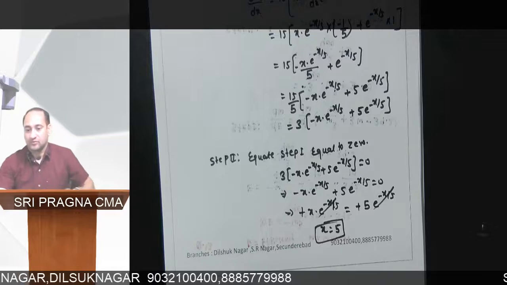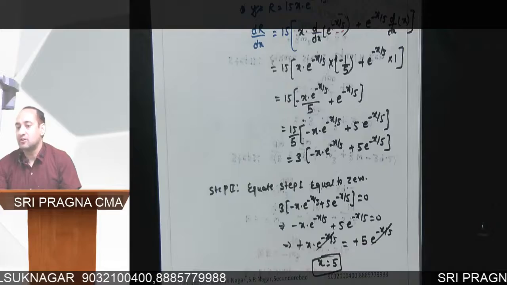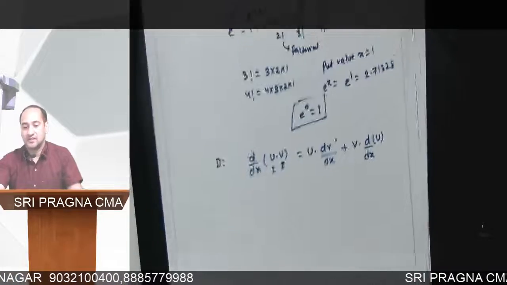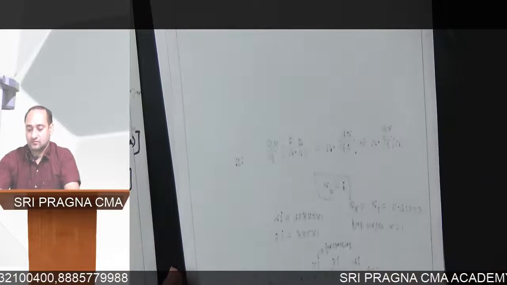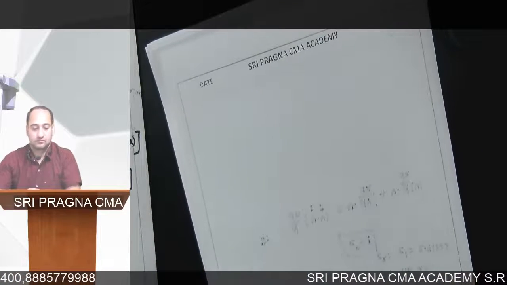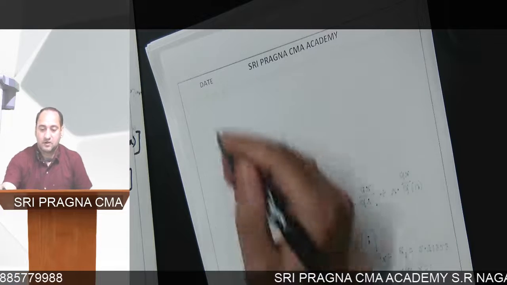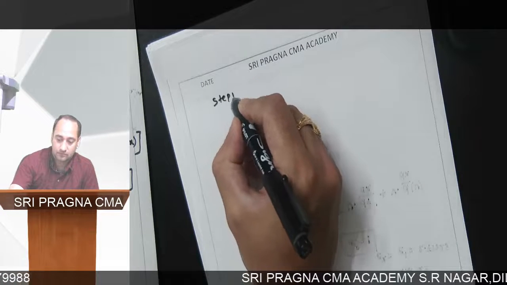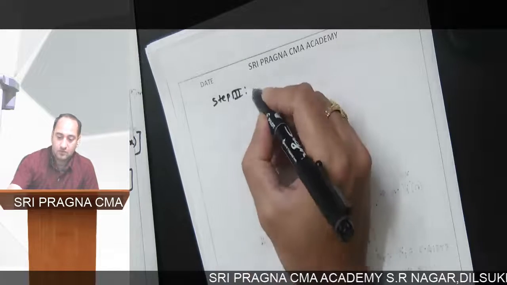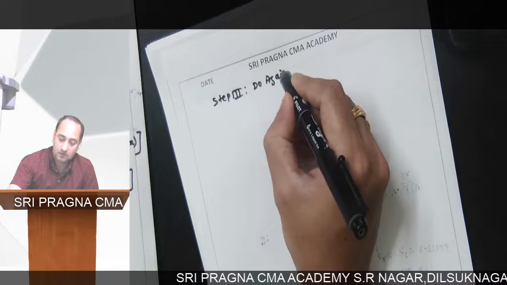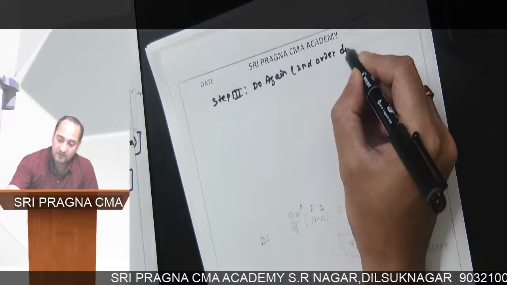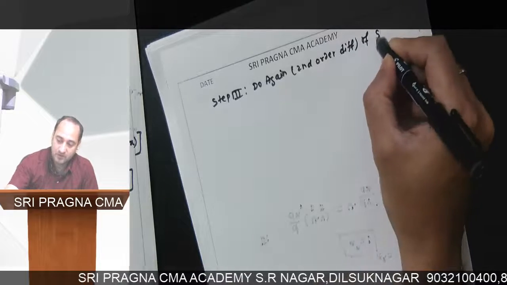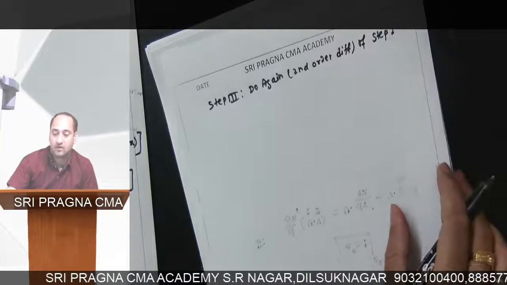Done? Shall I proceed? Okay. So we are going to do step number 3 in order to check whether the revenue is maximum or not. Okay, so I have to use another page. Step number 3: do again the second order differentiation of step 1.